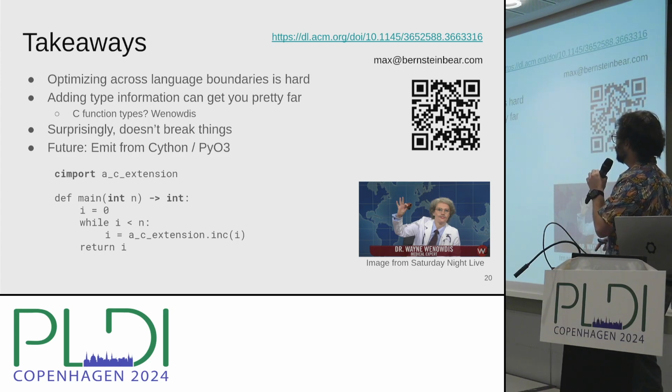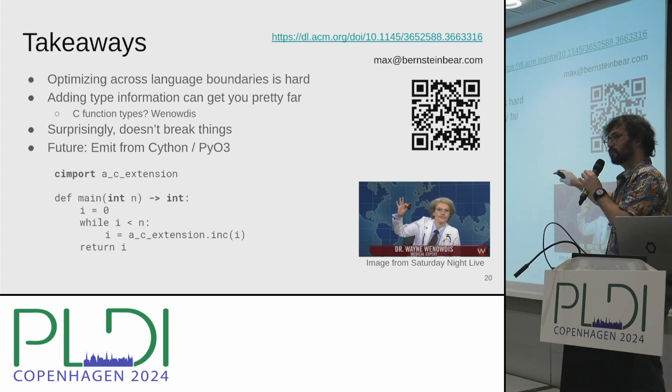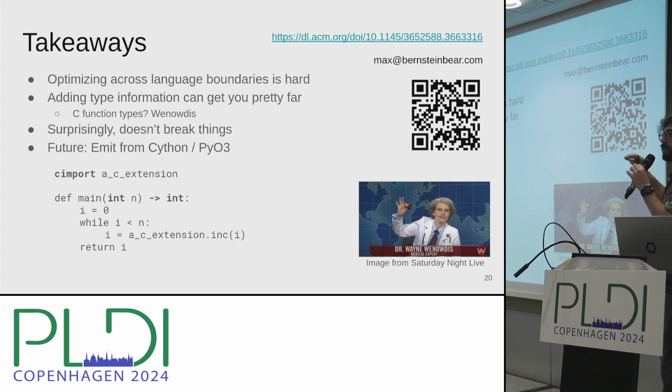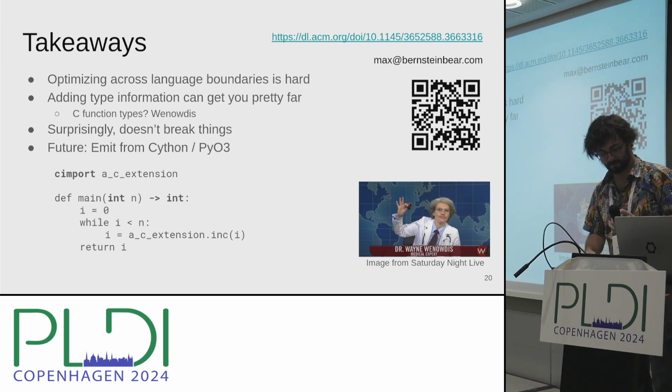And the nice thing is we can take those ints and generate the type stubs for you. So no need to write them by hand. Use Python. Your code automatically gets faster. That's fun. And that's it for us. Papers on ACM. This is a QR code for the paper. Call me, beat me, and this has been Dr. Wenowdis. Thank you.